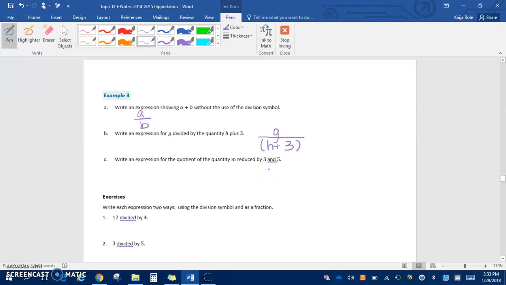Right, part C says write an expression for the quotient of the quantity m reduced by 3 and 5. So quotient, remember, is the answer to a division problem. So we have the quantity m reduced by 3. So that's going to go in parentheses m minus 3, and they want the quotient of that and 5, so it's going to be divided by 5.